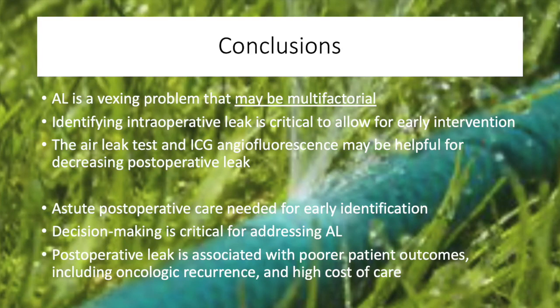In summary, anastomotic leak is a vexing problem that may be multifactorial in nature. Identifying intraoperative leak may allow for prevention of a postoperative leak. The air leak test and the use of angiofluorescence can provide qualitative intraoperative feedback. Astute postoperative care is essential for early detection of leak, and decision-making is critical for making the next best steps in management.